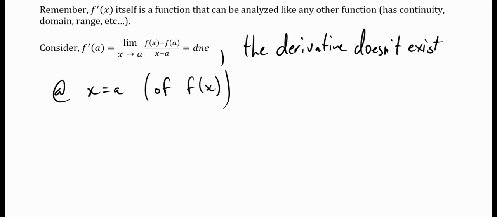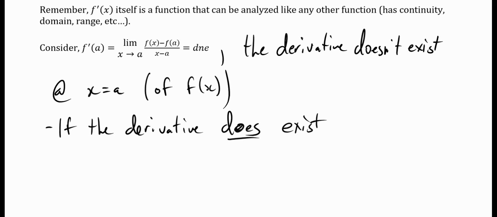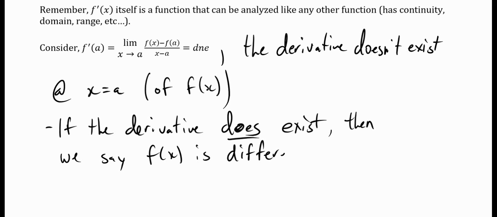Good, very good. Okay, so one note that's sort of related to this, but just a definition or a notation thing. If the derivative does exist, then we say f at x is differentiable at a, or at x equals a.